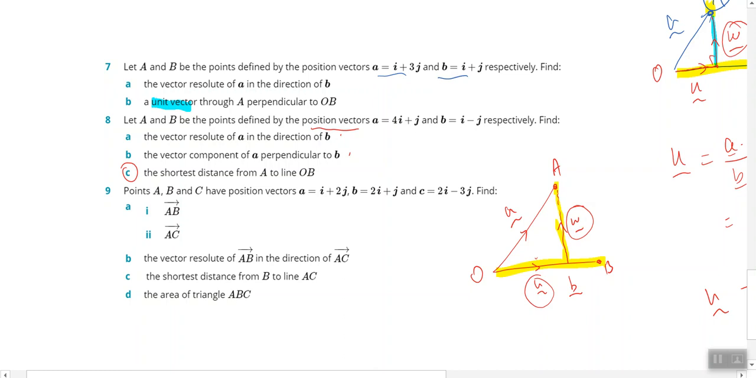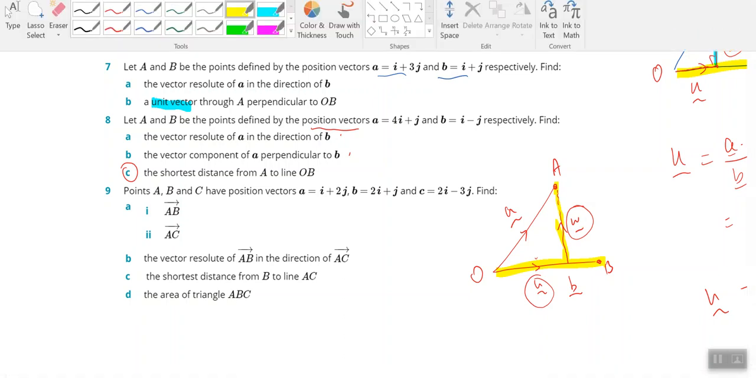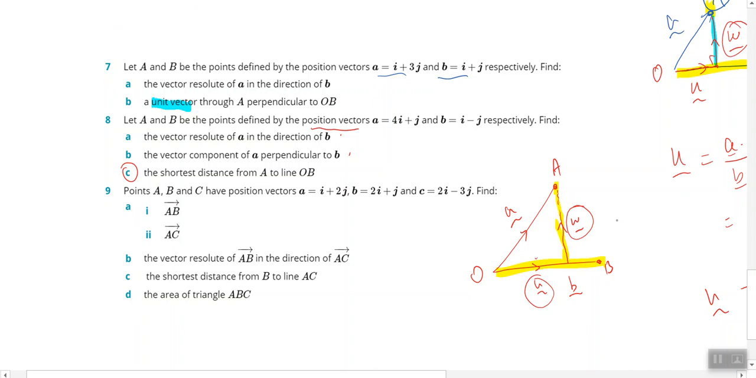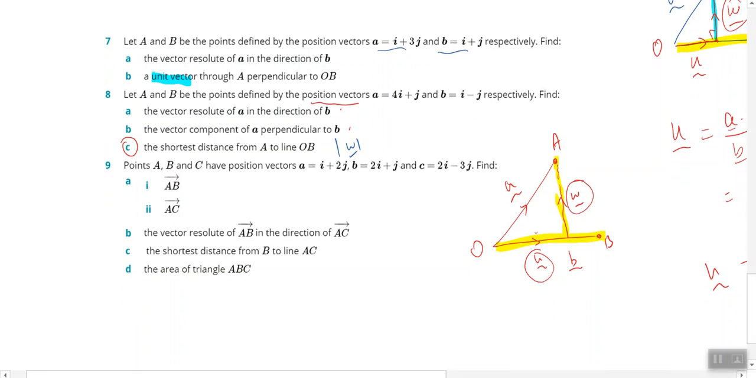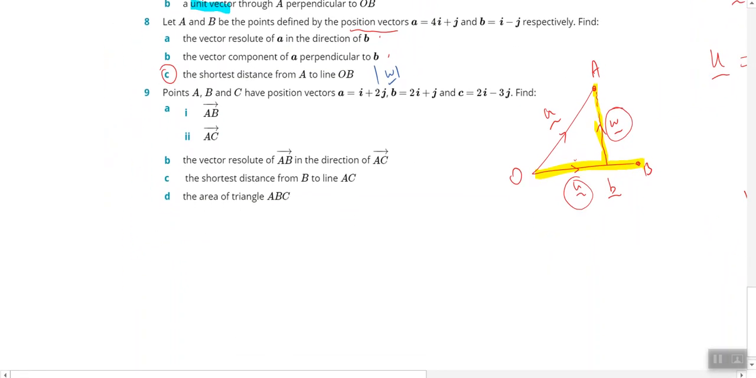So what the question is asking, and you can do this yourself, is you just want the magnitude of W, because that's the distance. We don't want the vector. It says the shortest distance from A to OB, so that would be W. So a bit of a trick there.